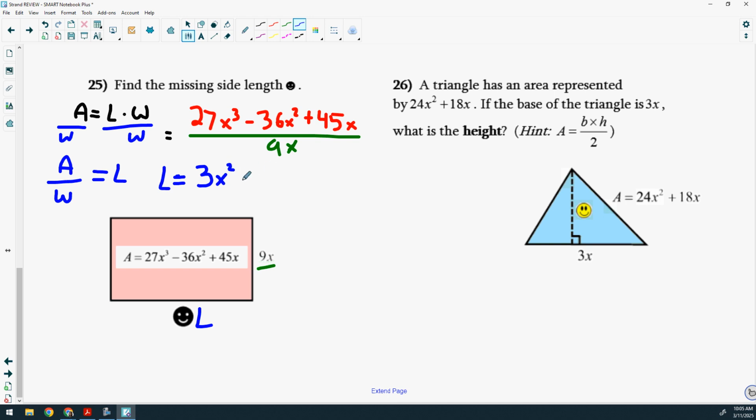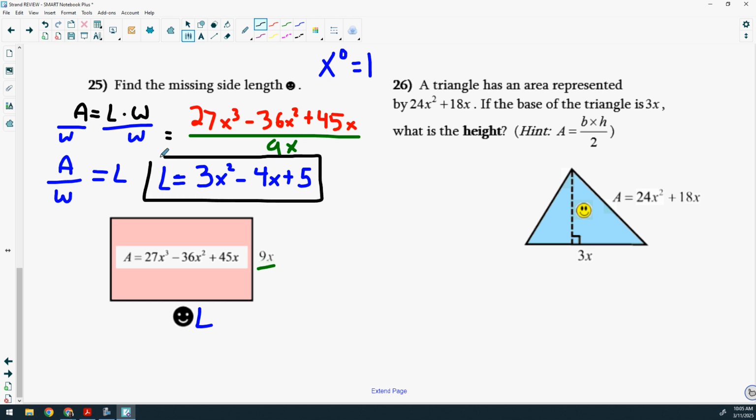Negative divided by a positive is a negative. 36 divided by 9 is 4. X squared divided by x, we have 2 minus 1, which is just x. 45 divided by 9 is 5. X divided by x, we have 1 minus 1, which is x to the exponent of 0, which is equal to 1, which means that we don't need to write it. And there's our answer.